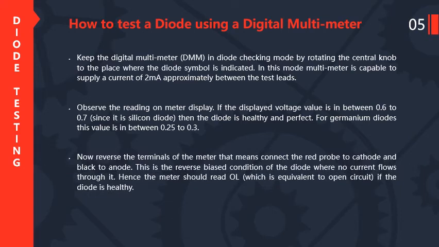Now, reverse the terminals of the meter. That means connect the red probe to the cathode and black to the anode. This is the reverse bias condition of the diode where no current flows through it. Hence the meter should read OL, which is equivalent to an open circuit, if the diode is healthy.